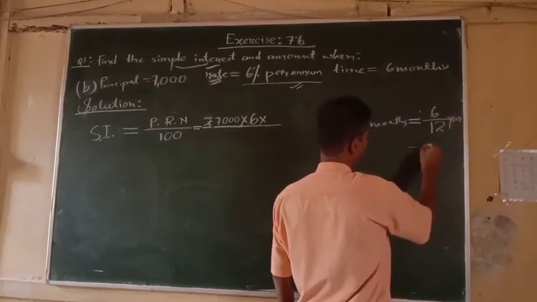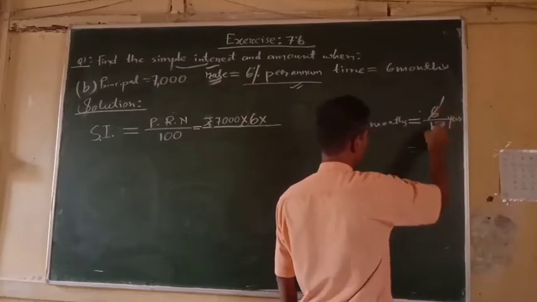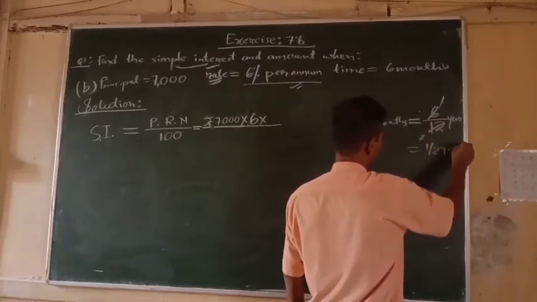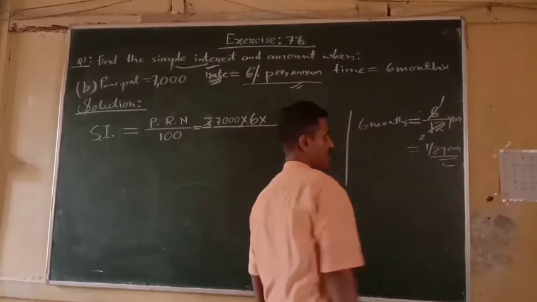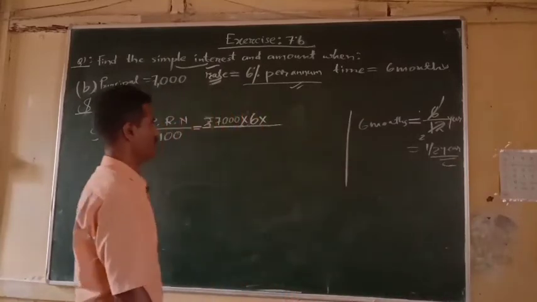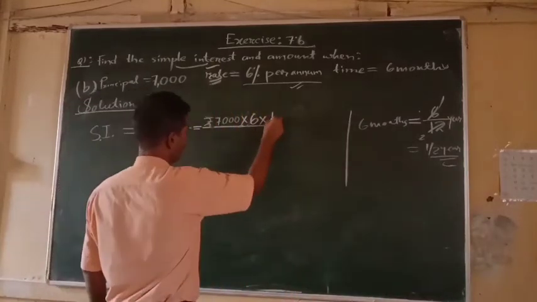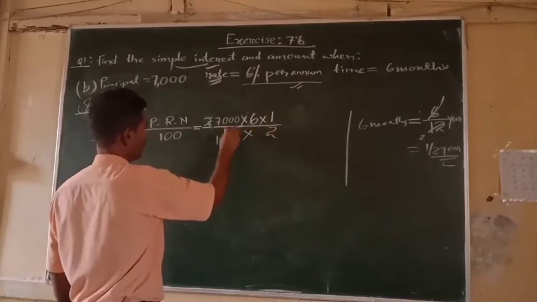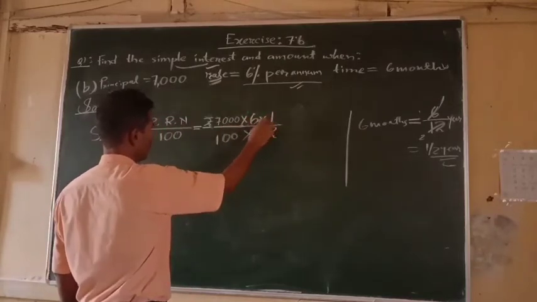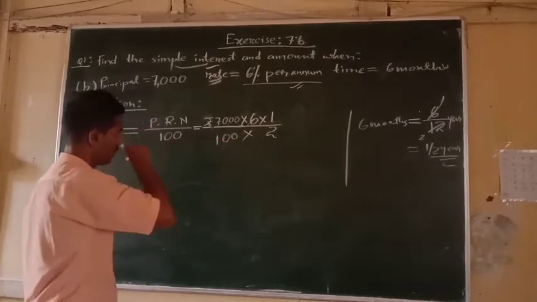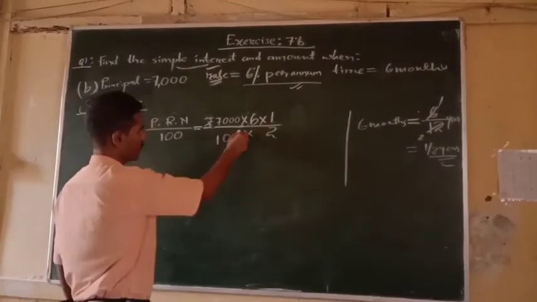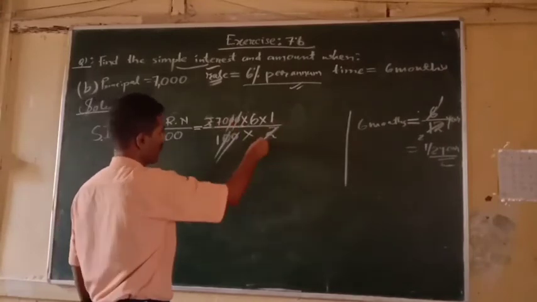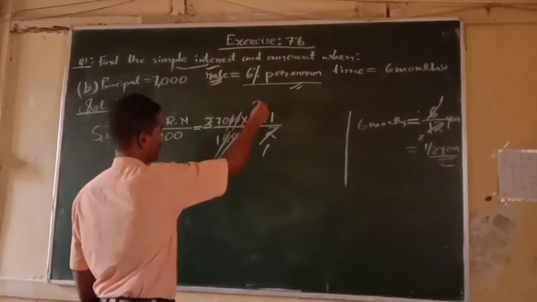Now 6 times 1 is 6, 6 times 2 is 12. We got 1 by 2 year. That means half year. You know 6 months means what? Half year, is it? So we'll write here 1 by 2, and here we have to write 100. P into R into N divided by 100. Now rest is very simple. The zero cancels, the zero cancels. 2 times 1 is 2, 2 times 3 is 6.